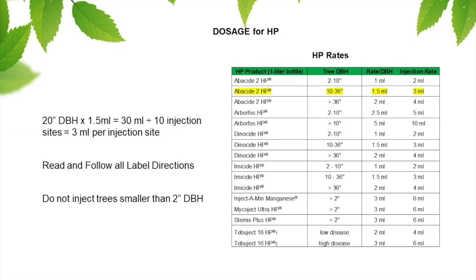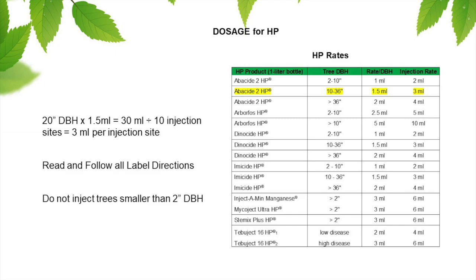Using the formula from the previous slide, we know to divide the dBH by 2 to determine the number of injection sites. So for this 20-inch dBH tree, we will need 10 injection sites. Now, we divide the total dosage by the number of injection sites to determine how much to inject per site. For this example, 30 milliliters divided by 10 equals 3 milliliters per injection site.